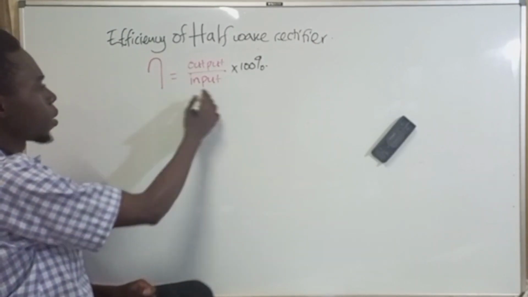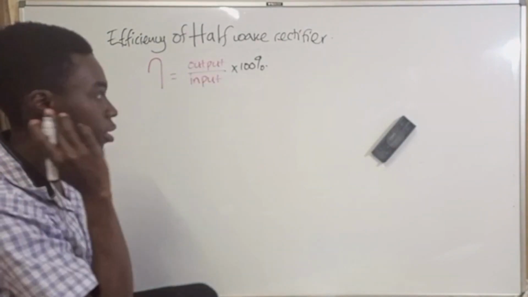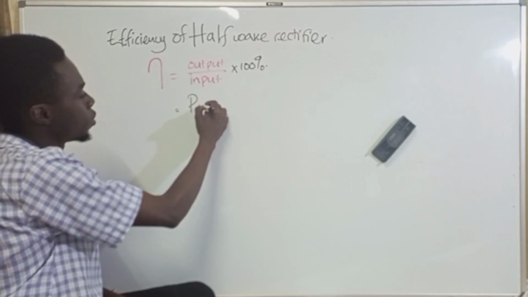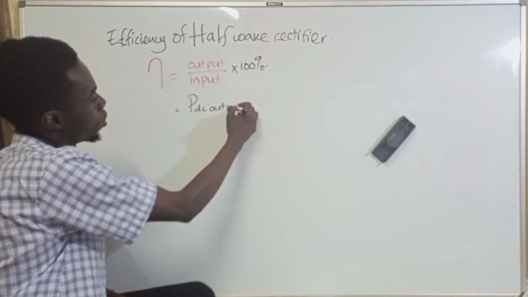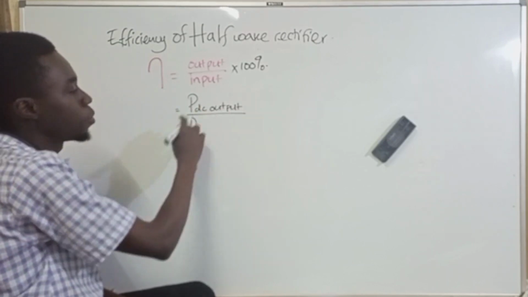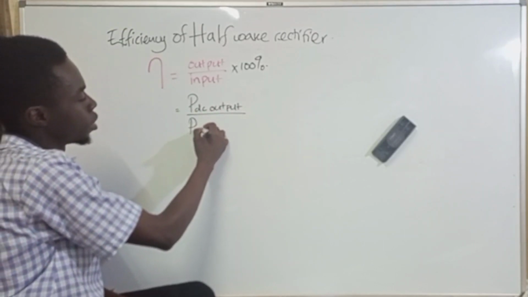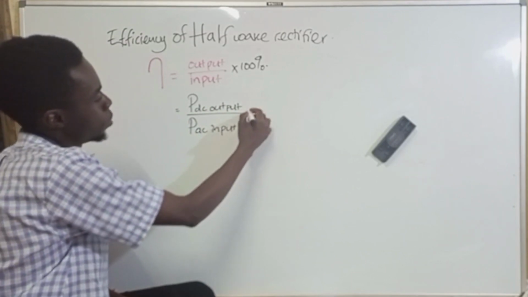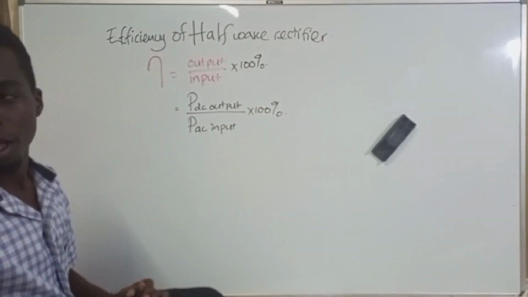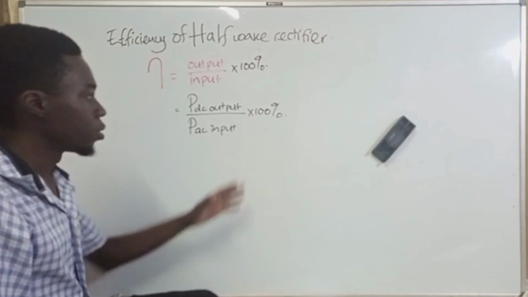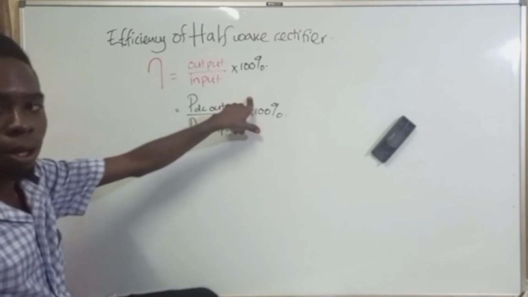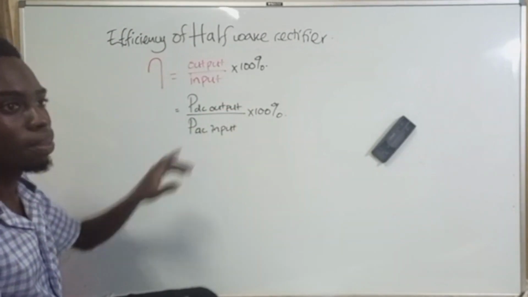Given that we saw that our output is a DC, the efficiency is going to be equal to the PDC output over the input, which is an AC, so PAC input, multiplied by 100%. I hope my words are clear. So as you can see clearly here, the efficiency is going to be the ratio of the DC power output over AC power input.